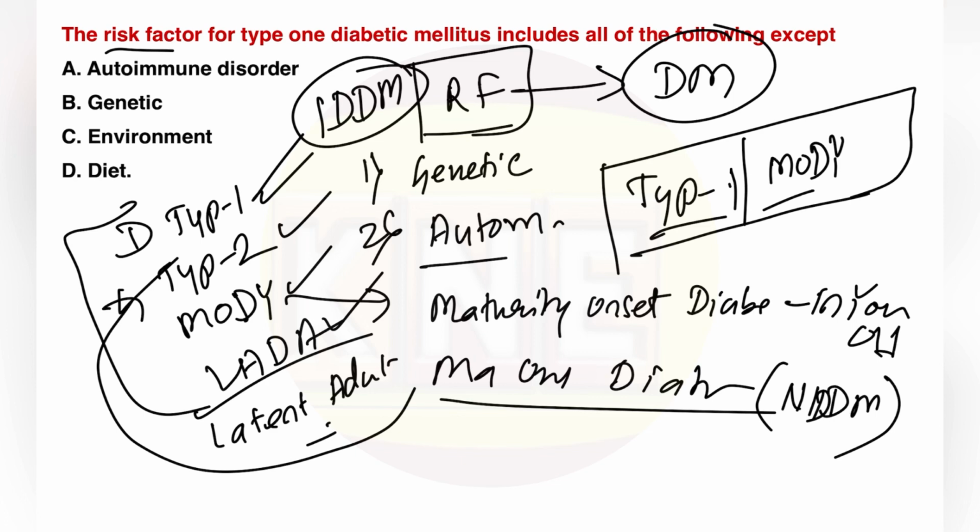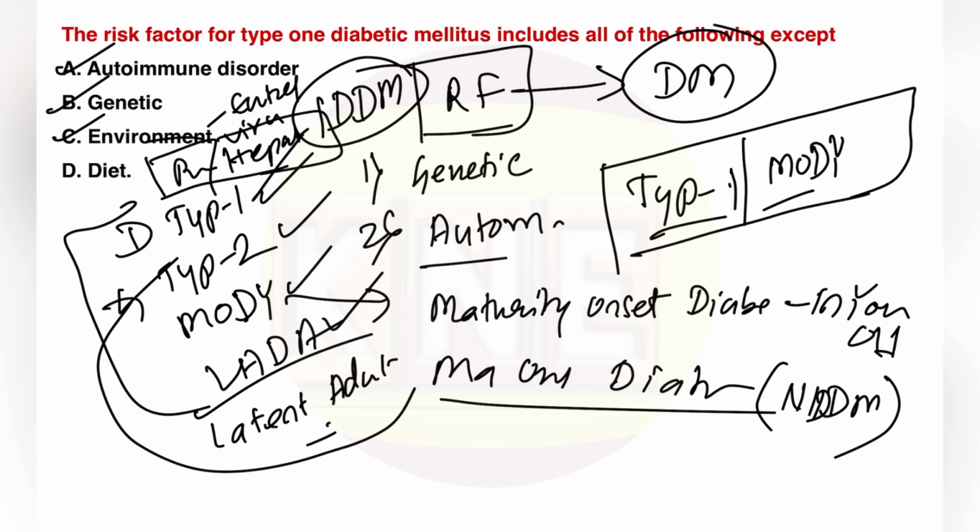See what they are asking: the risk factor. In the risk factors, there is a presence of autoimmune disorder, genetic factors, and environmental factors such as enterovirus, or viral infection from the environment, hepatitis, pancreatitis, infection. So infection can also lead to type 1 diabetic mellitus.